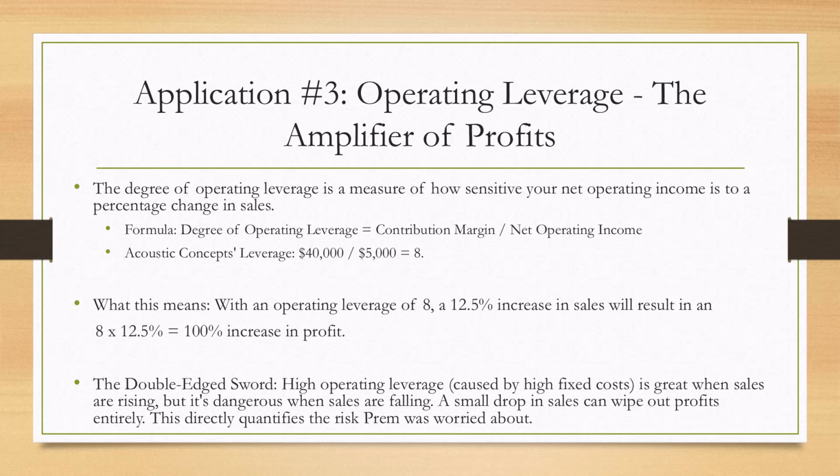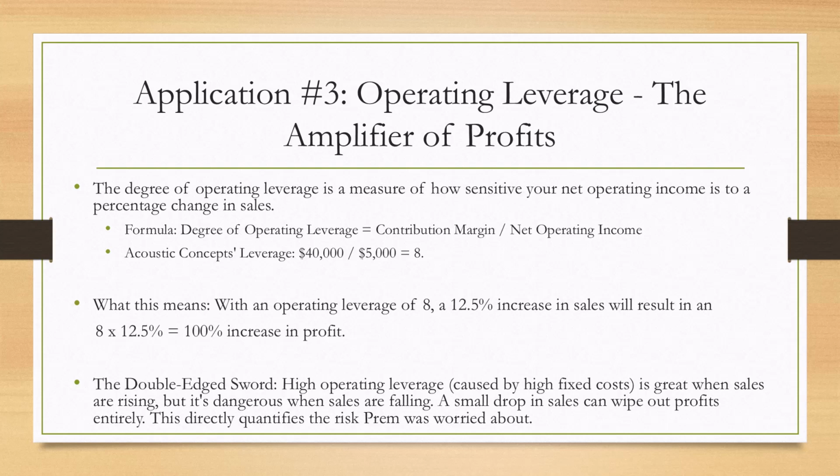The degree of operating leverage is a measure that tells you how sensitive your net operating income is to a percentage change in sales. We calculate it by dividing the contribution margin by the net operating income. For Acoustic Concepts, that's $40,000 divided by $5,000, which gives us a degree of operating leverage of 8. So, what does that number 8 actually mean? It means that a 12.5% increase in sales will result in a 100% increase in profit. That's 8 times 12.5%. It acts as an amplifier.